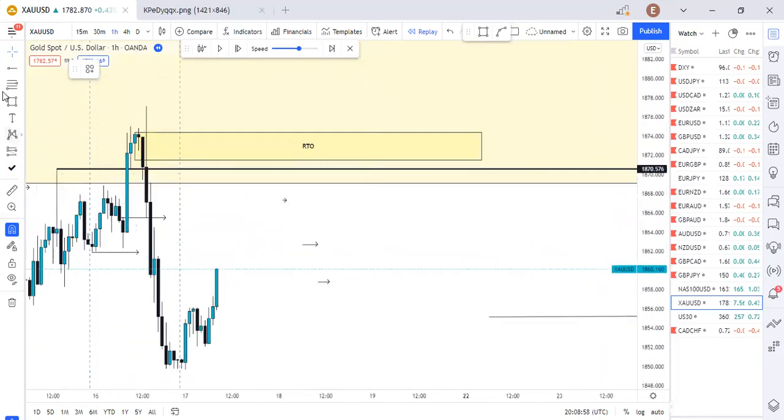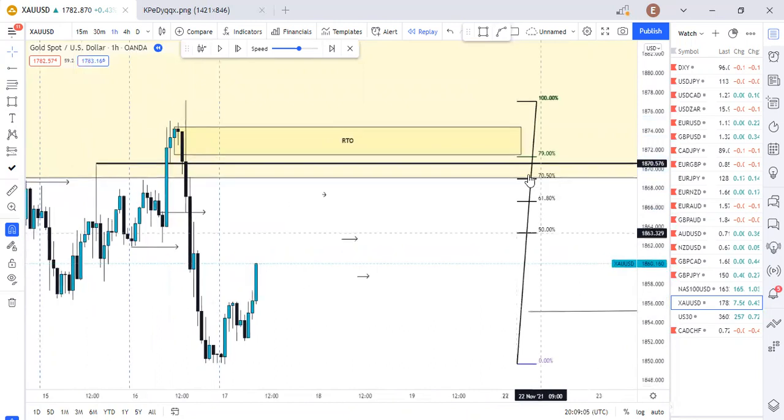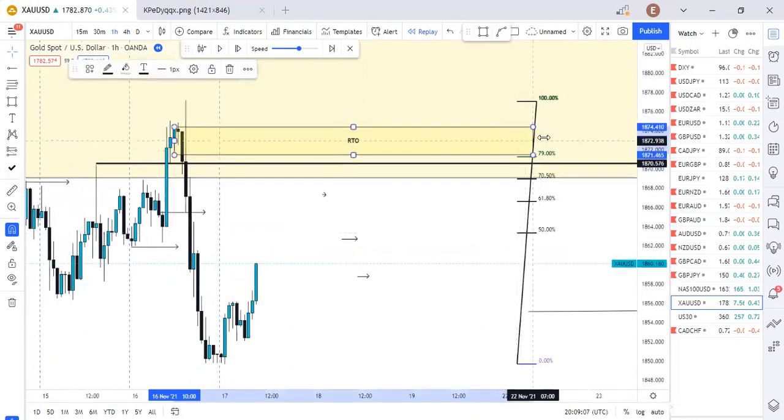Let's take our Fibonacci and put it about there. This is the first clean low that we are getting, and this is where price is. This is what I was telling you: sometimes price might not be on the order block, but instead the OTE might be just here, not within the order block.